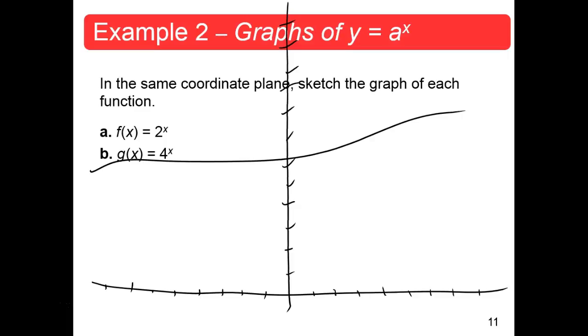In the same coordinate plane, sketch the graph of each function. The first of these is going to be capital F of x, and that's going to be 2 to the minus x. The second of the, well, let's go on and do that one. How do you graph a function such as that?